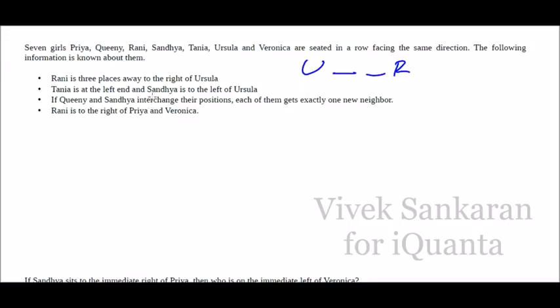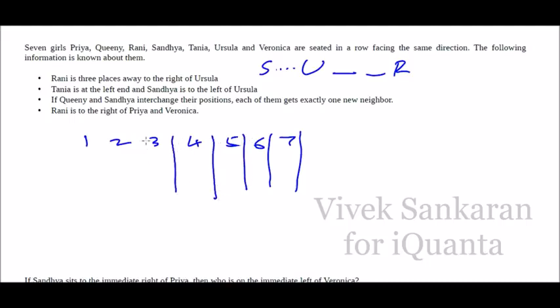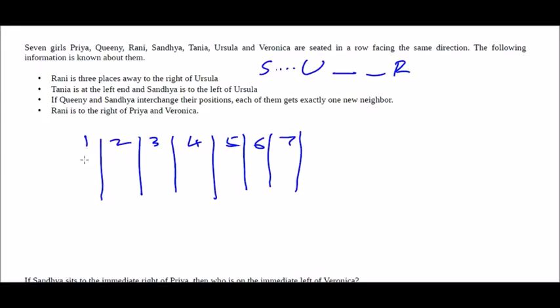Then you have Tanya is at the left end and Sandhya is to the left of Ursula. Sandhya is to the left of Ursula. Okay, so let's put this 1, 2, 3, 4, 5, 6, 7. This is Tanya at the left end. Tanya is at the left end.